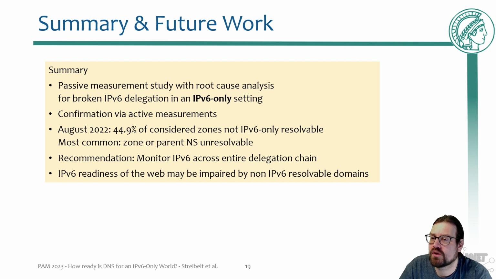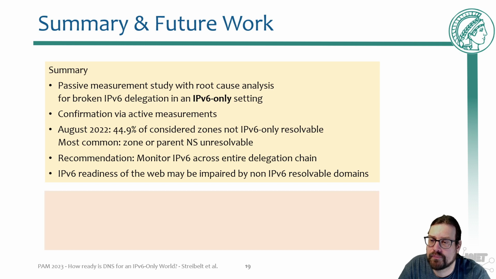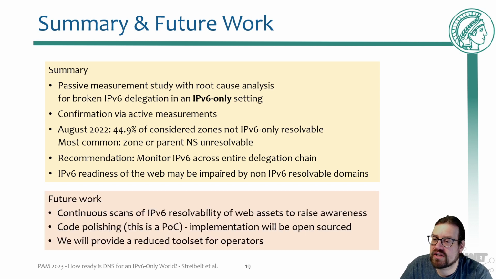Our recommendations include monitoring IPv6 across the entire delegation chain, and we want to point out that the IPv6 readiness of the web may be impaired by non-IPv6 resolvable domains, making web assets unretrievable. For the future, we suggest scans of IPv6 resolvability of web assets to raise awareness with operators and assess the impact on the web. Our next steps will include code polishing and publishing our implementations as open source. We also will provide a reduced toolset for operators, enabling them tests from within their networks.